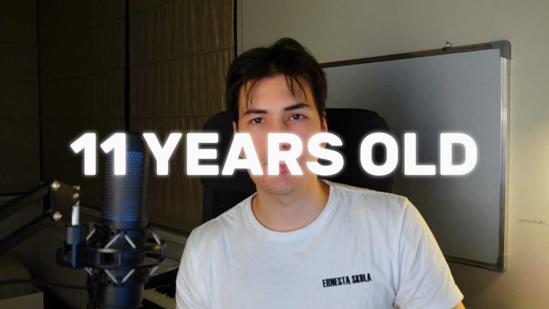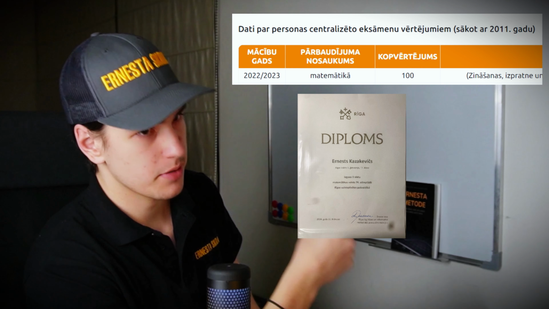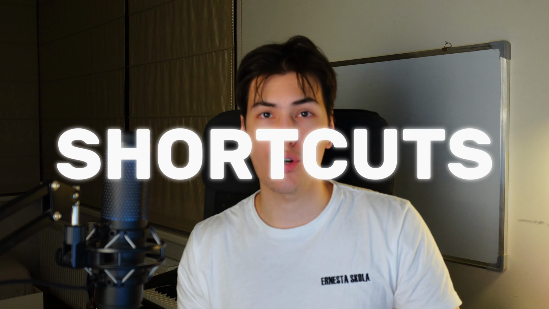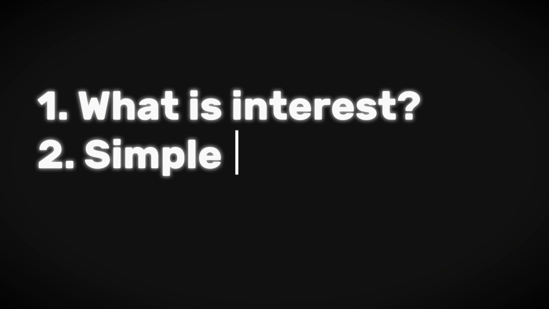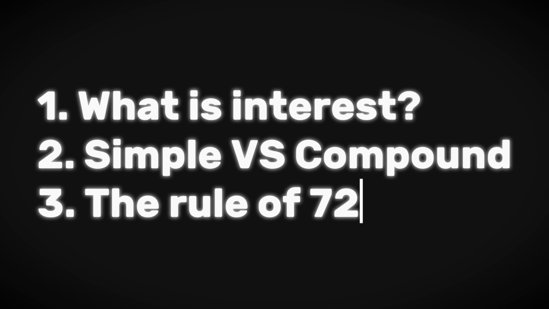Since I was 11 years old, I have participated in every single mathematics competition in my country, and this enabled me to learn the nastiest calculation shortcuts that regular people are simply not taught. So in this video, I will tell you first what is interest, second, simple versus compound interest, and lastly, the one and only, the famous rule of 72. Wait, I know you want to skip straight to the rule of 72, but it is very important that you learn the first two steps before learning the last.